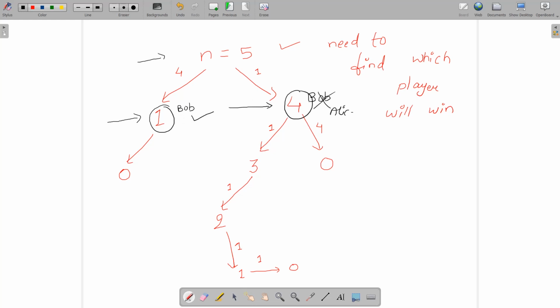Okay, so if in the next step Bob will win the game, then what is Alice going to do? Alice is going to choose the value 4 and make n decrease to 1, so that Bob will win the game at the next position. So for the current level, that is for n equal to 5, Alice will always win the game. Okay, so those are the steps that we are going to do.